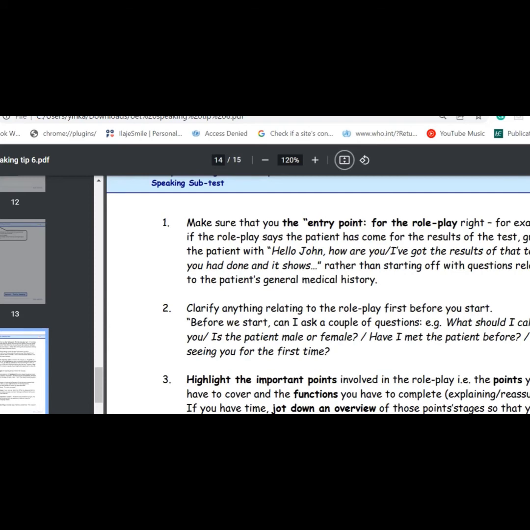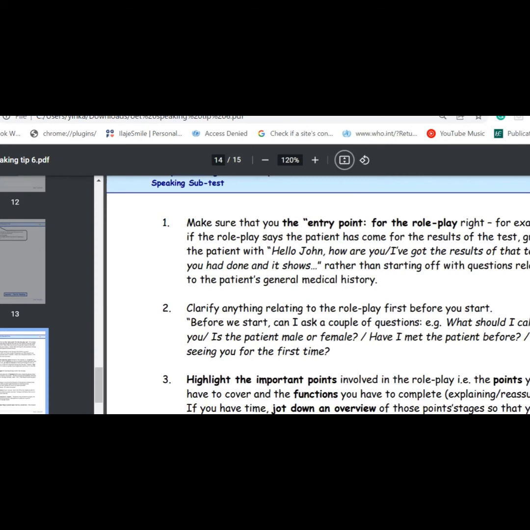It's like, hello, John, how are you? I've got the results of that test you have done, and it shows, rather than starting off with questions relating to the patient's general medical history. Some people will just come and say, hello, I am Dr. Prince. Where are you from? Do you have any medical history? And they start asking questions. So first of all, you need to introduce, and that entry point is introduce yourself and tell the patient what you're going to be talking about or the purpose of that consultation. So clarify anything relating to the role play first before you start. I think I've said that.